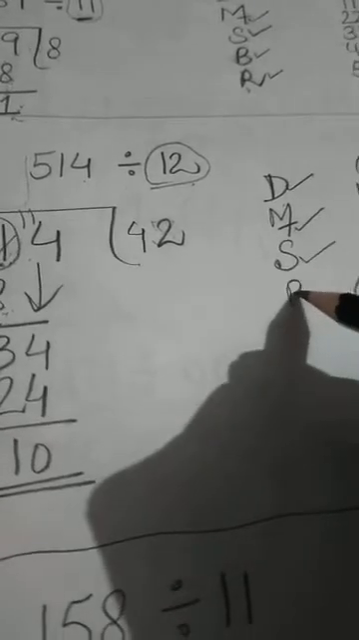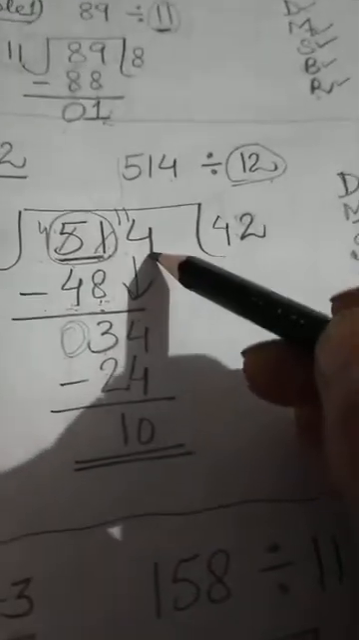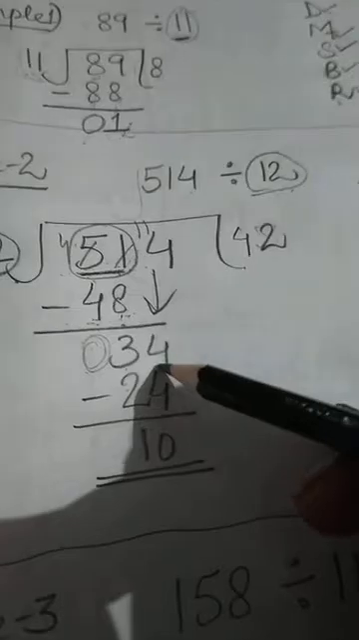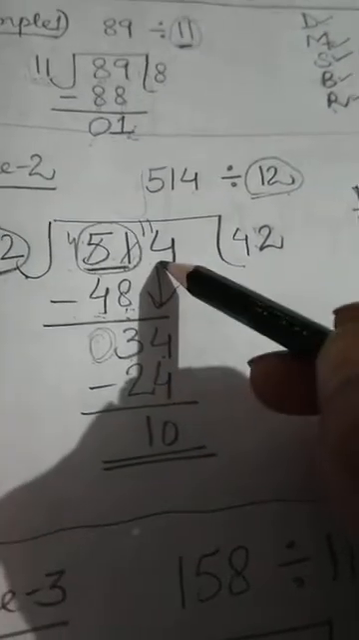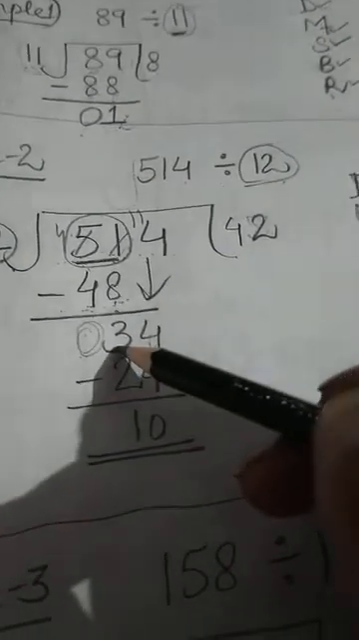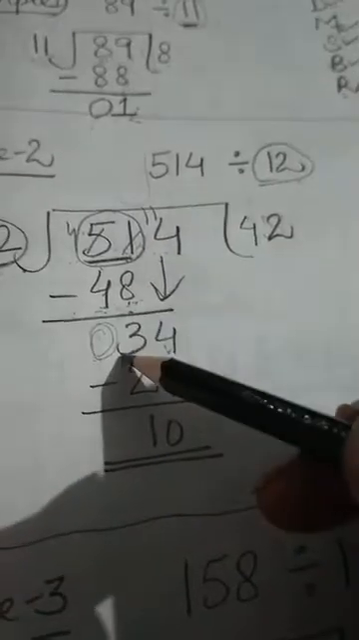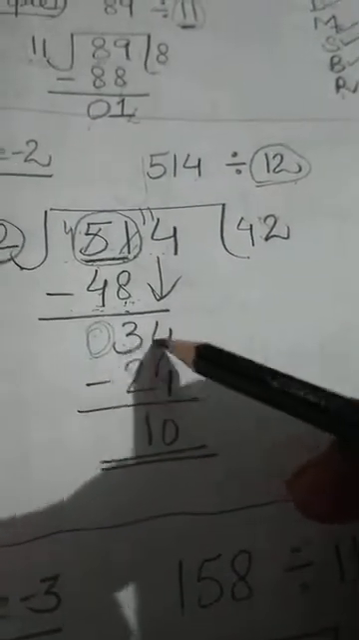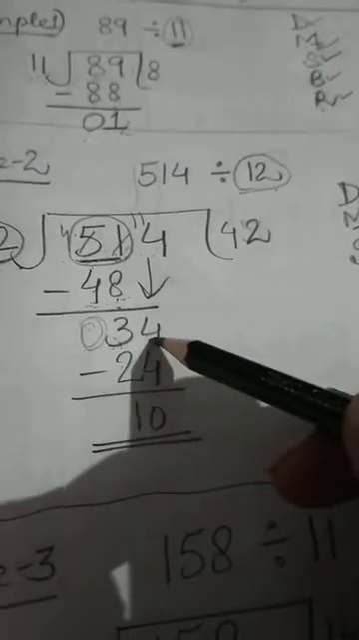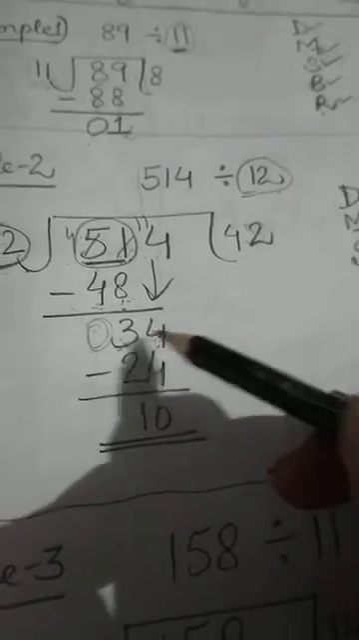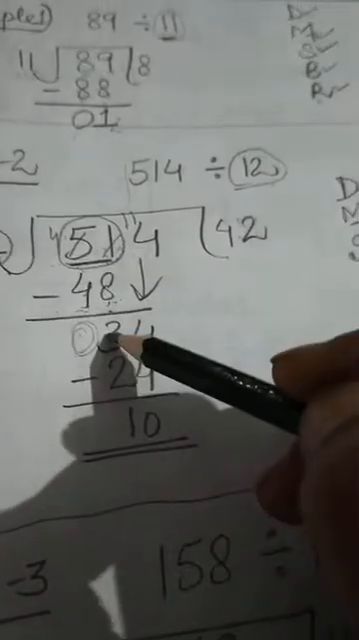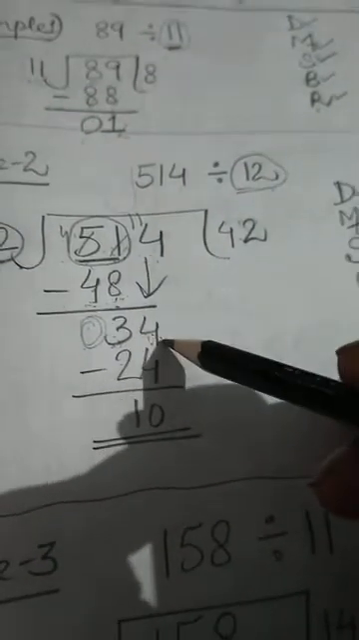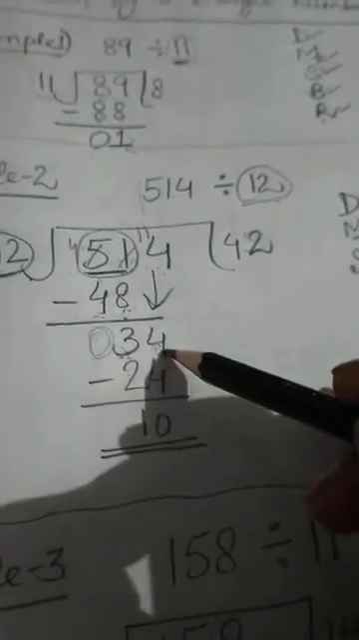That is bring down. What to bring down? Here is the 4. We will write this 4 downside with 3. Whatever you are getting after subtraction, you have to bring down the digit with that digit. Now it has become 34. 3 has come from subtraction and 4 we have brought down. So it has become 34.